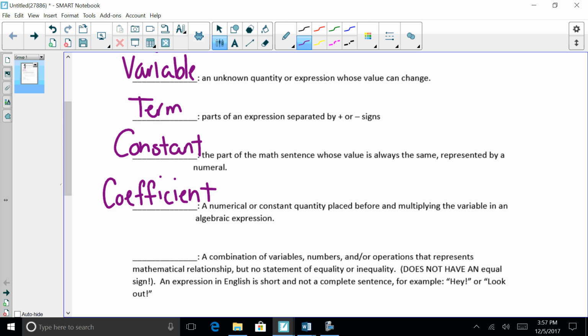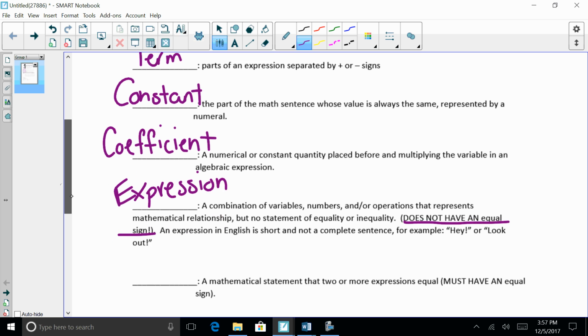We have a combination of variables, numbers, and or operations that represent mathematical relationships, but no statement of equality or inequality. Okay, and it says this does not have an equal sign. That is super important. Okay, an expression in English is short and not a complete sentence, such as hey or look out. Okay, so this is called an expression. It does not have an equal sign. So we can solve them, but we don't know what it equals because we're not given an answer.